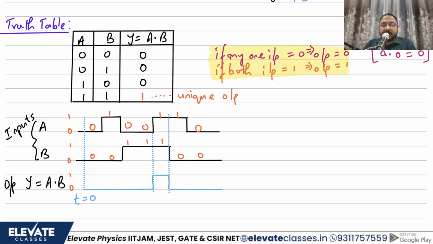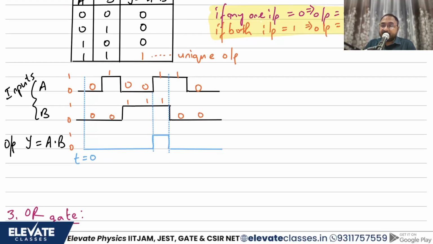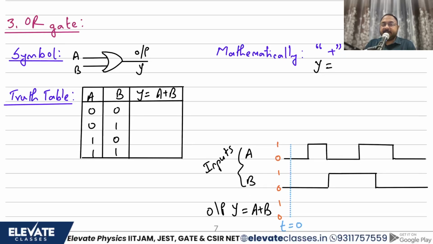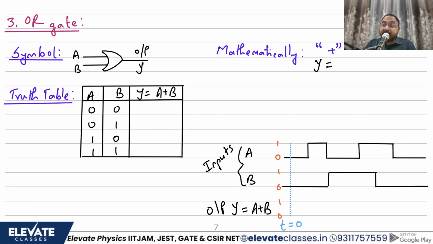So I hope you've understood what an AND gate is and how it works. Now let's move on to the next kind of gate, which is an OR gate. This will correspond to the OR Boolean operation.